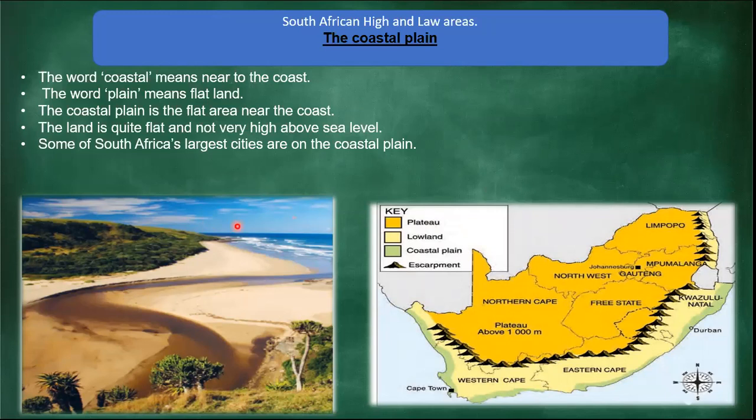No, my boy. Johannesburg is not in the coastal plain. You will learn about it. Can you see this map? Yes, ma'am. I'm going to explain to you. You want to try again? It's Durban. That's correct. Thank you very much.